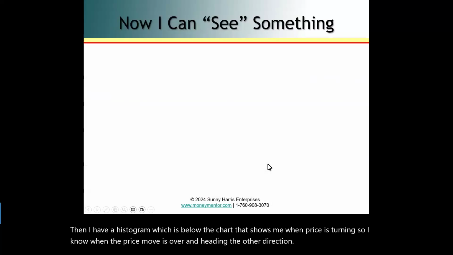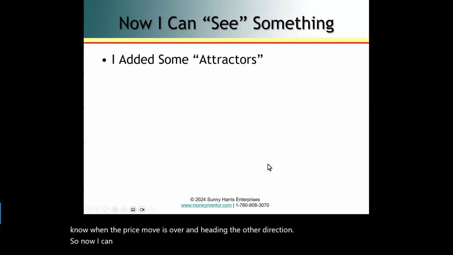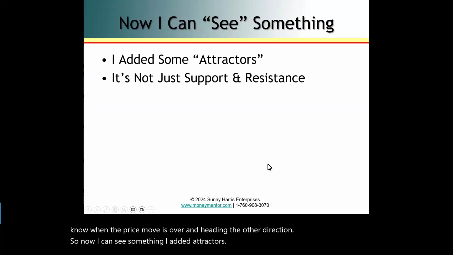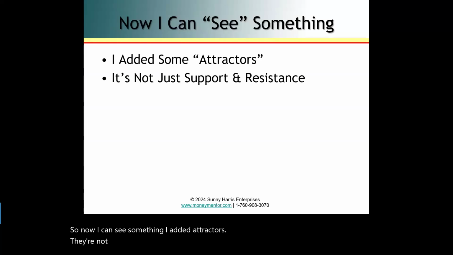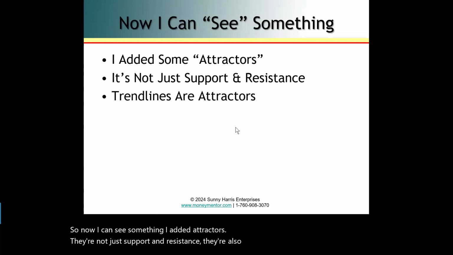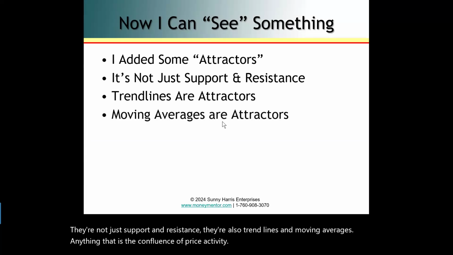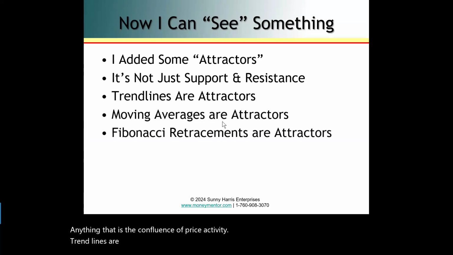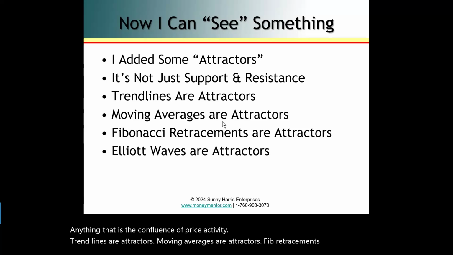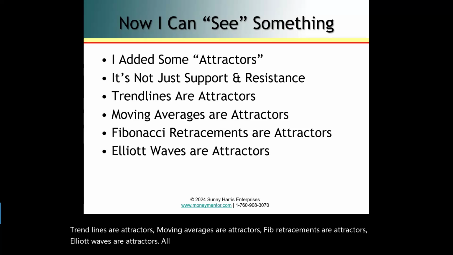So now I can see something. I added attractors. They're not just support and resistance, they're also trend lines and moving averages. Anything that is the confluence of price activity. Trend lines are attractors, moving averages are attractors. Fib retracements are attractors, Elliott waves are attractors. All these things call price to them.